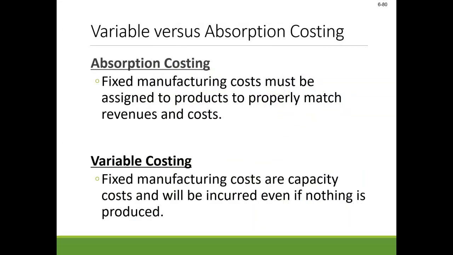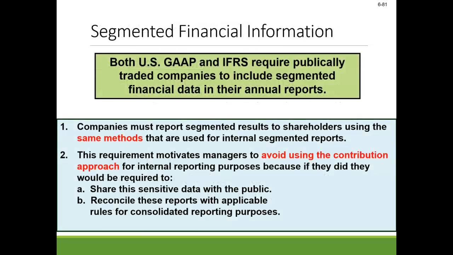Variable versus absorption costing. Under absorption costing, fixed manufacturing costs are assigned to products. Under variable costing, those fixed manufacturing costs are part of the period costs, since they're looked at as capacity costs, and they're saying they're going to happen no matter what. Even if you didn't produce anything, they're going to occur no matter what. So the fixed costs get assigned as period costs.